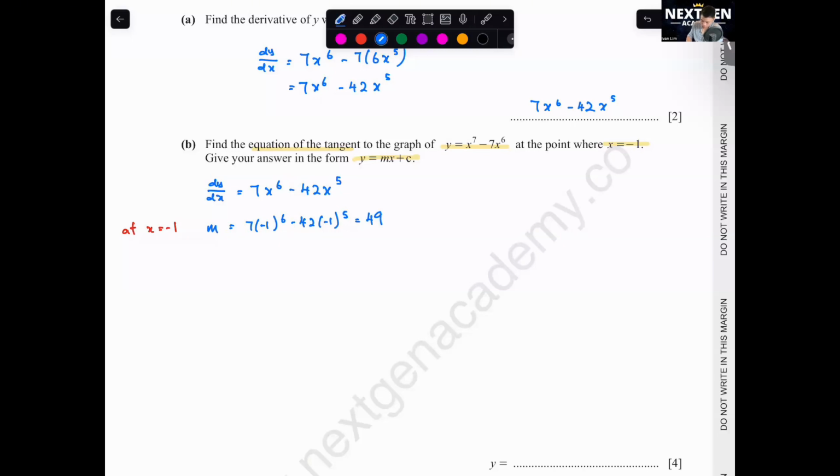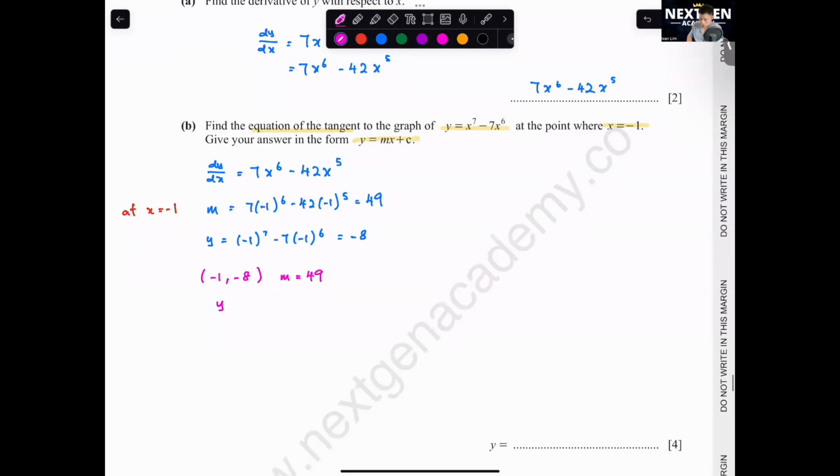Sorry, we got one more thing you need to find. You need to find what your y value is also. -1 to the power 7 minus 7 times -1 to the power of 6, you get -8. So the points that we have: my x is -1, my y is -8, then m is equal to 49. We need y equals mx plus c.